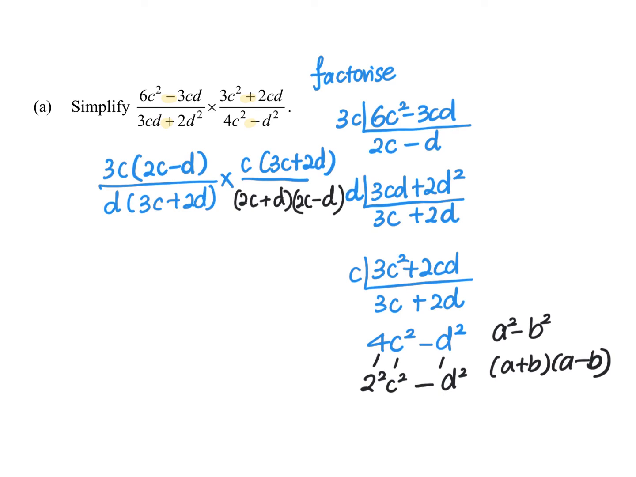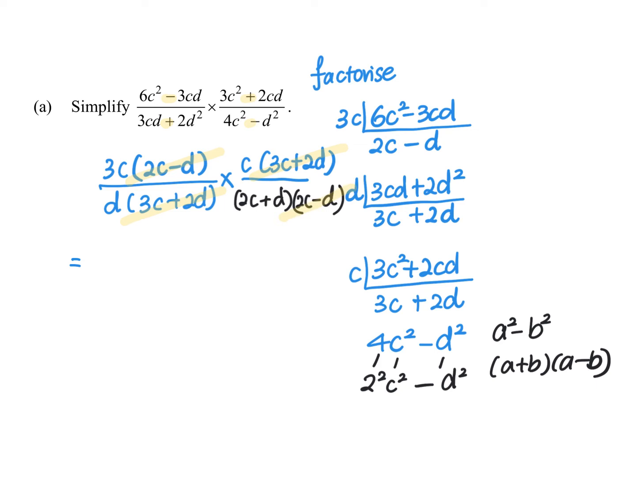Then next step over here, for working presentation, we try not to cancel too much, right? In case the teachers could not identify our working. But to highlight what are the factors that we can cancel from the numerator and the denominator, one single pair. So we notice that 3c plus 2d over here has the same factor. So we cancel one from the top, one from the denominator. And 2c minus d, the whole factor is the same top and bottom as well.